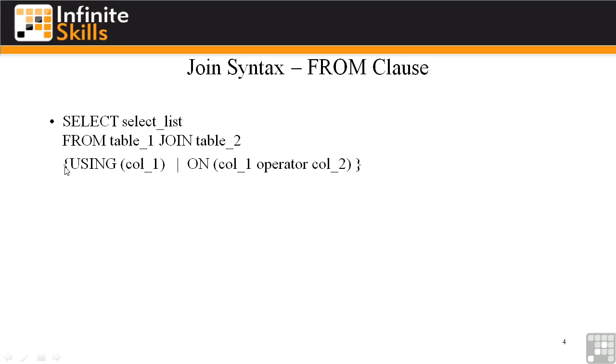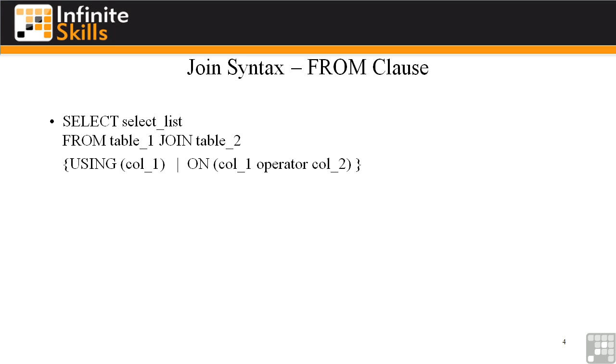Now, the curly braces here in syntax land mean that we have to pick one of these. The up and down pipe means or in syntax speak. So what this is trying to tell us is you have to use this or you have to use this. And the difference is if you're joining on the same column name between 2 tables, for example, the publisher ID is in our book table and it's in the publisher's table, we can use this using clause and just specify pub ID here.